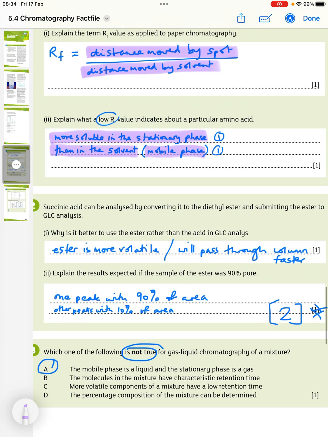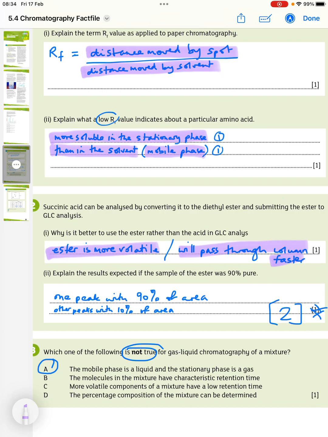Succinic acid can be analysed by converting it to the diethyl ester and submitting the ester to GLC analysis. Why is it better to use the ester rather than the acid in the GLC analysis? So you could say here either the ester is more volatile or that it will pass through the column faster. So more volatile means it turns into a gas much more easily. Okay.